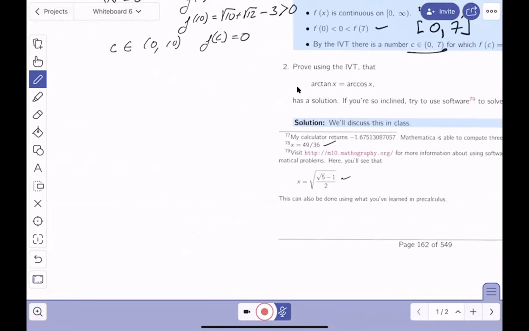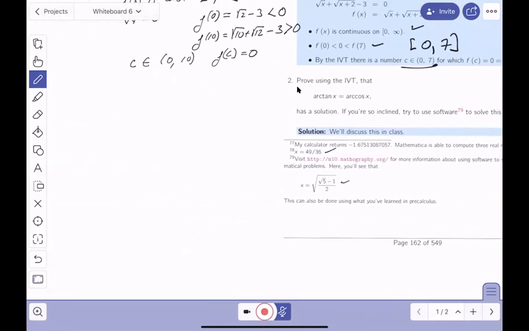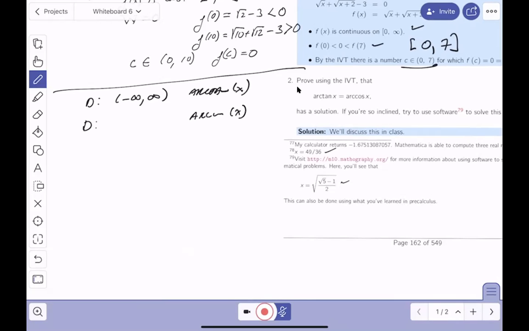So what do we have to do? IVT. So what I have to do is I got to remind myself about the arctangent function, right? So I'm going to remind myself about arctangent. I'm doing number 2 now. So what's the domain of arctangent? Well, it's minus infinity to infinity, and that's for the arctangent function. That's its domain. Now I want to do the domain for the arc cosine function. Well, that's between -1 and 1.